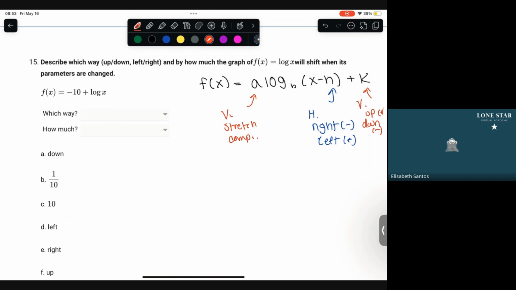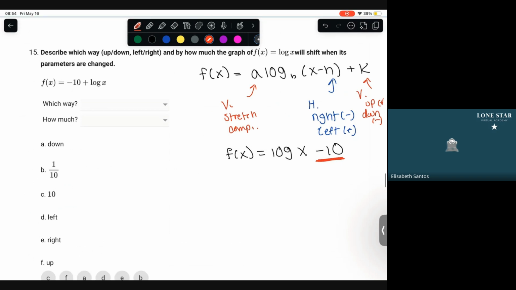Okay, so let's look at this one that they gave us. I'm going to rewrite it so it looks similar to what we have. So f of x equals log of x minus 10. We have one transformation, and it's outside the parentheses, so that is our k. And which direction are we going? Well, it's minus, so we're going down, which is A. And how much are we going down? We're going down 10, which is C.